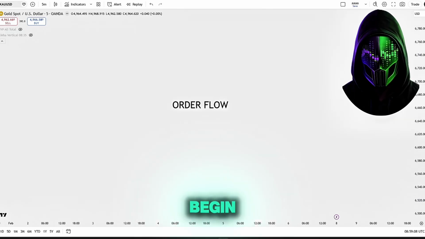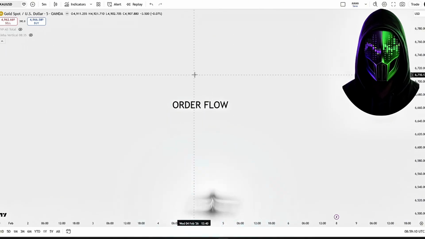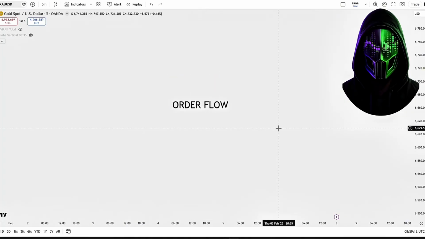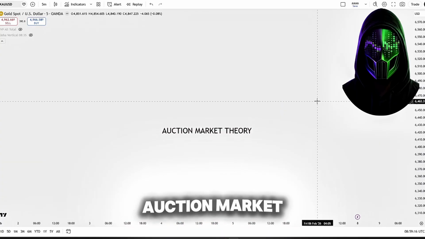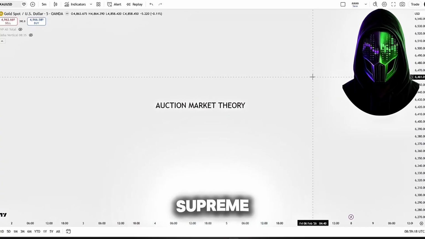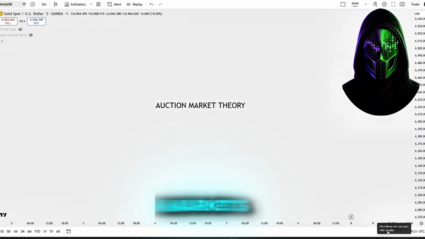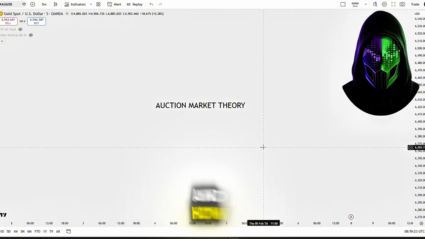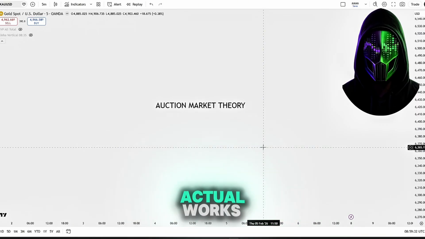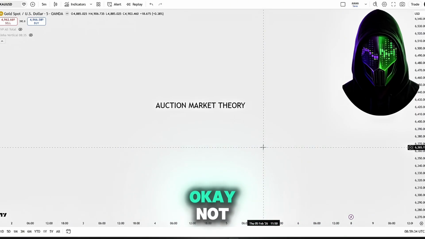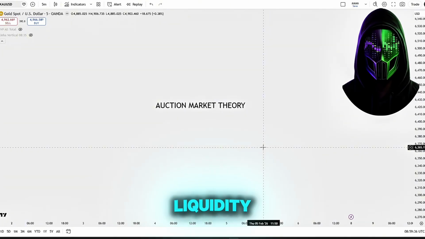So let's begin the first class about the order flow content. It will be about the auction market theory. The auction market theory is the supreme theory about the markets, how the price moves, and how the price goes from one place to another. How liquidity actually moves, how liquidity actually works in the market. Not the ICT bullshit about liquidity.